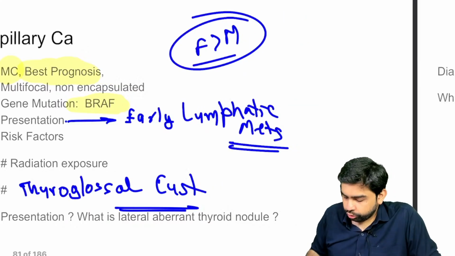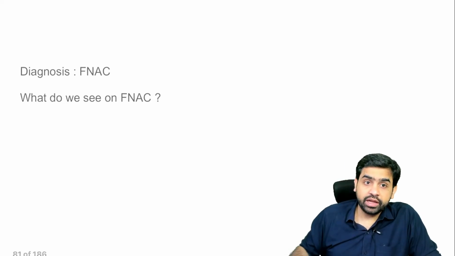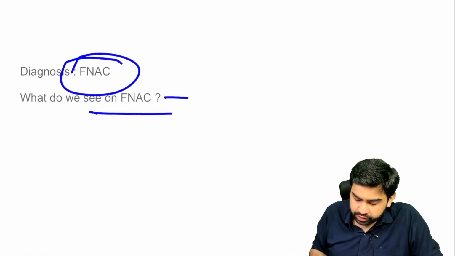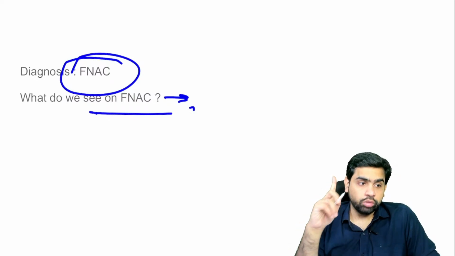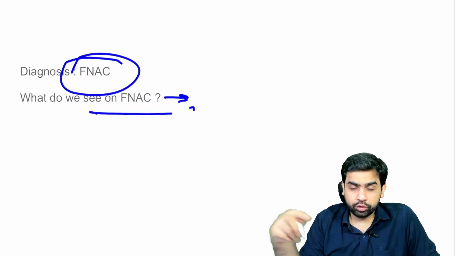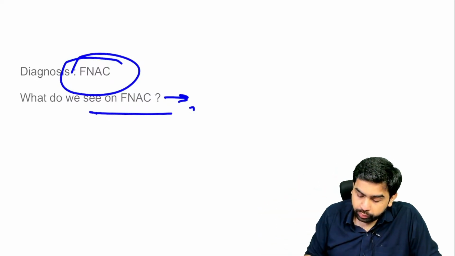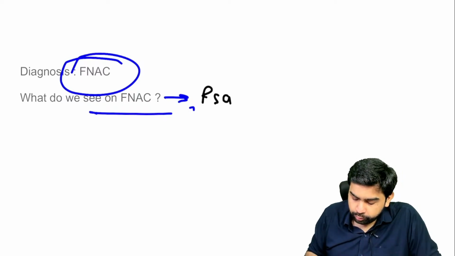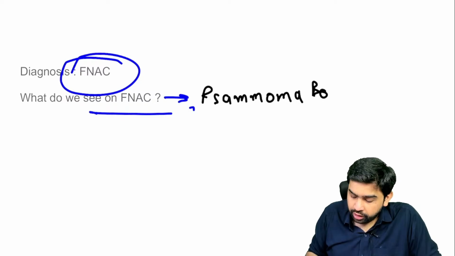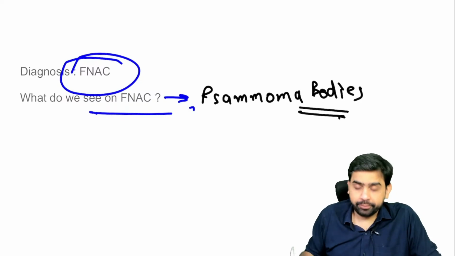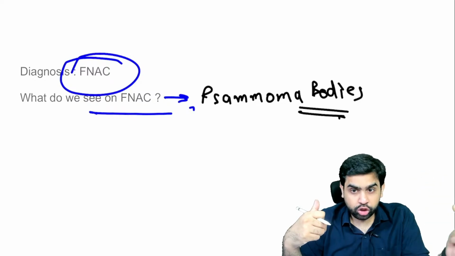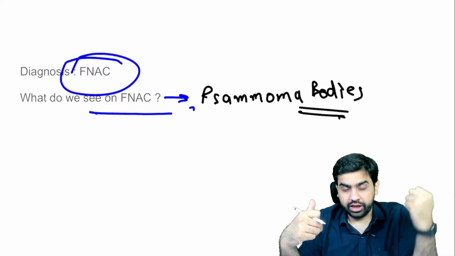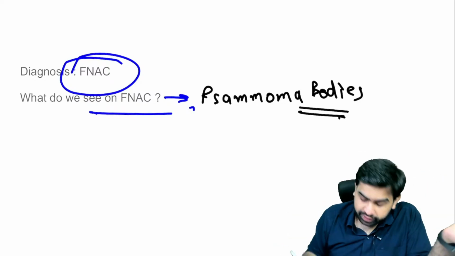Presentation, I told you, lateral aberrant thyroid nodule. Diagnosis is FNAC. What do you see in the FNAC? As she has already told us, orphan Annie eye nucleus, and pseudo grooving, and Psammoma bodies. So three things. I'm pretty sure at least 100 people would have taught you Psammoma bodies. Where are these Psammoma bodies present? Papillary carcinoma of thyroid, papillary carcinoma of kidney, meningioma, and serous cystadenoma of the ovary. These are the places where you find Psammoma bodies.